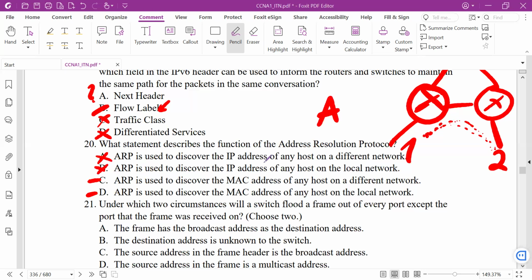To discover the MAC address, it maps IP to the MAC. Yes. It maps IP to the MAC. Definitely yes. But let's relate to my answers, let me show where it really comes out.